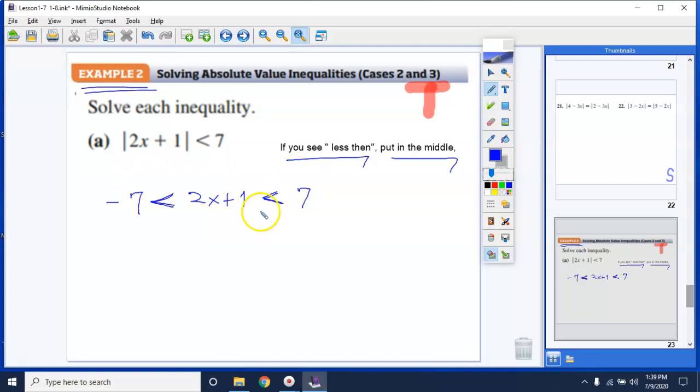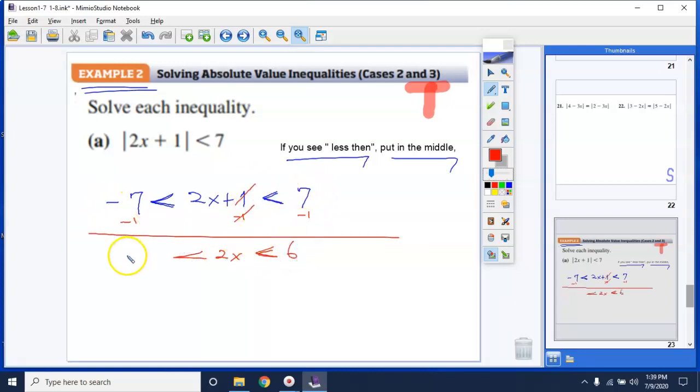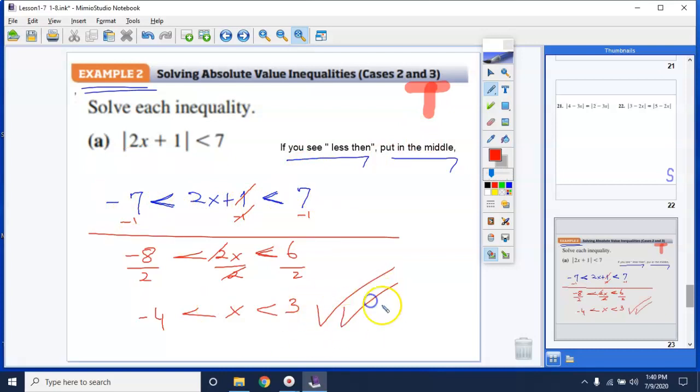So we have seen how to solve this. I'm going to try to get x alone. So minus 1 from all sides. What do we get? These two will cancel. 7 minus 1 is 6. This part is negative 8. And lastly, divide all sides by 2. These two will cancel each other. x is between 3 and negative 4. That's how I solve it. It's that easy. Absolute value less than, put it in the middle, and then put your positive and negative number here. And that's it. We solved it.